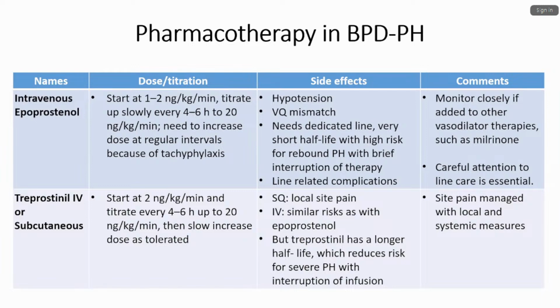Start at 2 nanogram per kg per minute, and titrate every 4 to 6 hours up to 20 nanogram per kg per minute. Then slowly increase the dose as tolerated. The side effects were local site pain with the subcutaneous route; with IV, similar risk as with epoprostenol, but treprostinil has a longer half-life, which reduces the risk of severe PPHN with interruption of the infusion.